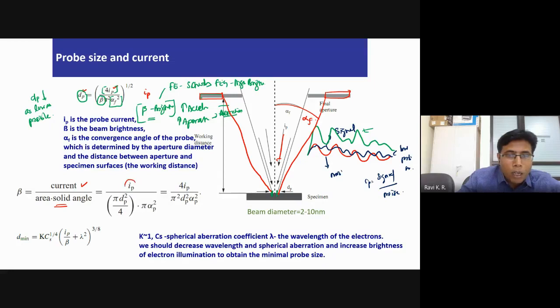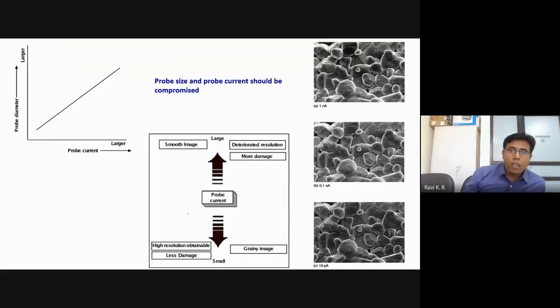So basically the probe current, you reverse this equation, you get this. The higher the probe current, the higher the brightness you get. But at the same time, the dP will be smaller. So these are the important points that you need to remember. Two points now: voltage and the probe current. These are the parameters which you can control.